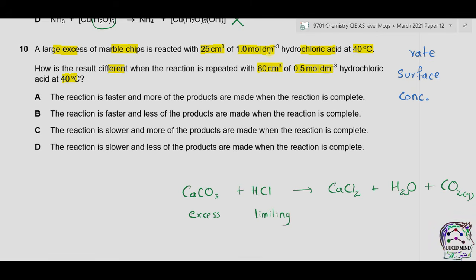Now volume and concentration of HCl is given in both, so we can find the number of moles in both reactions. In the first reaction we can use the formula number of moles is equal to concentration into volume in decimeter cube. So concentration is given, it is 1. Volume is given, it is 25, so we can convert it into decimeter cube by dividing by 1000. So it comes equal to 0.025 moles.